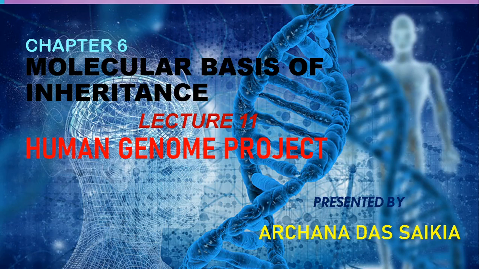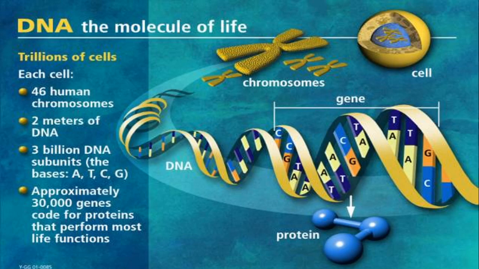Human Genome Project is the 11th lecture which we will do in this particular series, that is molecular basis of inheritance. To start with, let us try to recall a little bit about the DNA. In a human cell, as it is shown in the slide, it is made up of the chromatin material, which when condensed during cell division will form 46 human chromosomes, as we are familiar with.